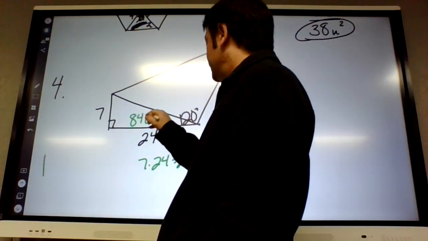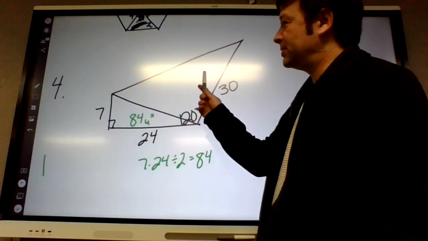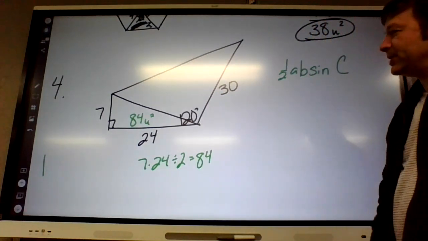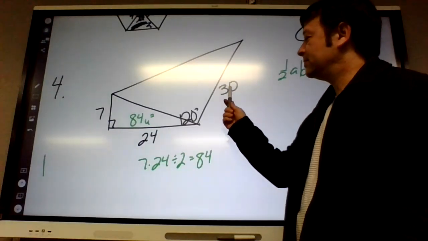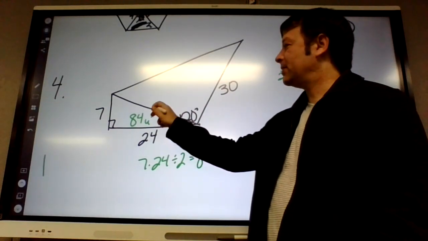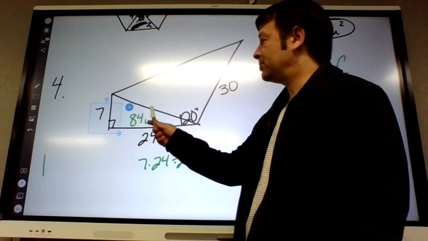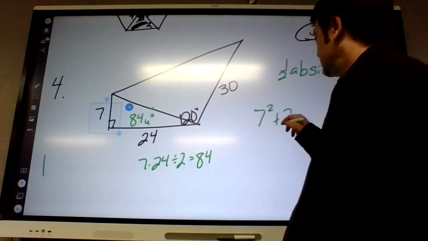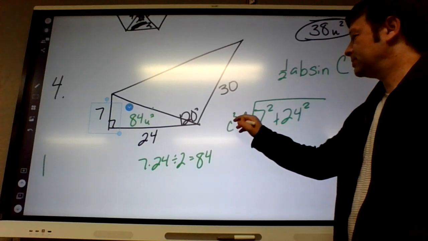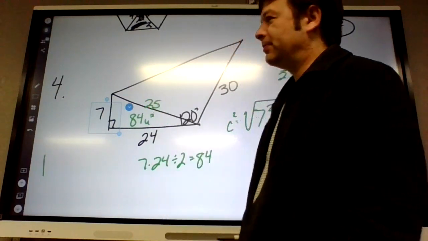Okay, but to find the other triangle, it's not a right triangle, so we are going to use the area formula. But to use that, we need side, angle, side. We've got a side, not really an angle, and not really a side. How could I find this side right here? Pythagorean theorem would work. 7 squared plus 24 squared, square root of that. 25. Comes out nice and purty. Yep. You confirm that, Trey?